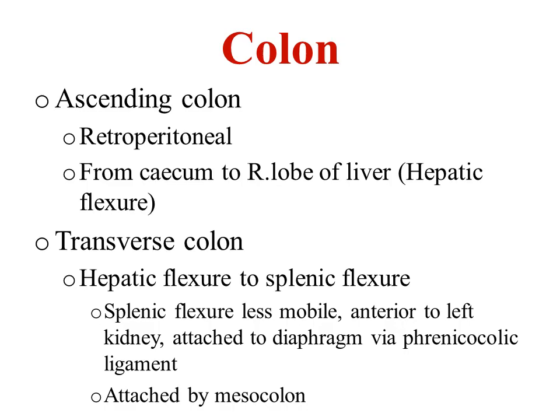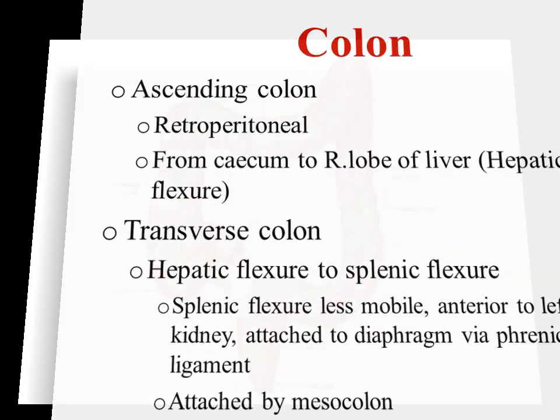The splenic flexure is less mobile and anterior to the left kidney, attached to the diaphragm by the phrenicocolic ligament, and attached by the mesocolon. This phrenicocolic ligament prevents the spleen from descending down into the left side and directs it to the right side.